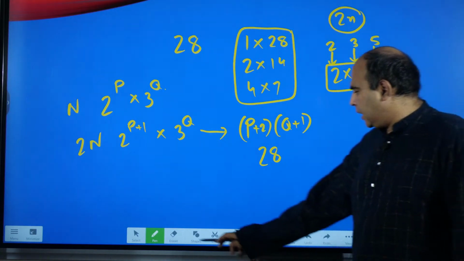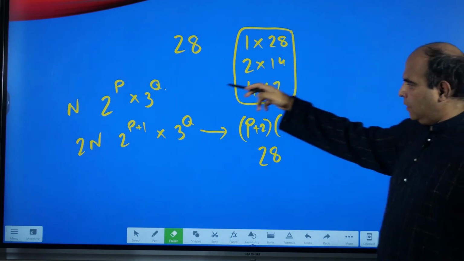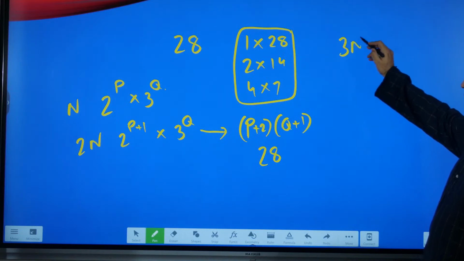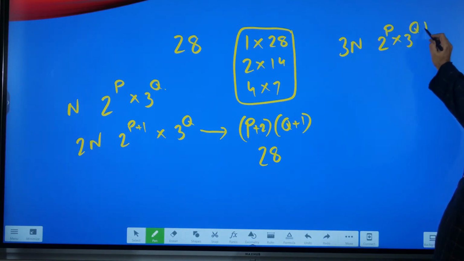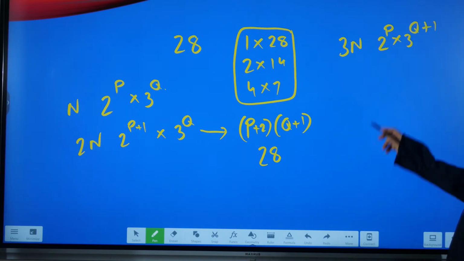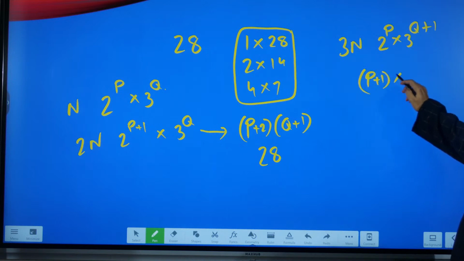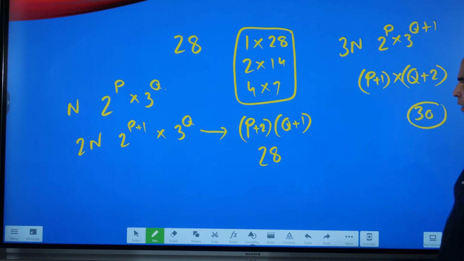And if I try 3n there, if n is 2 raised to p into 3 raised to q, then 3n will be 2 raised to p into 3 raised to q plus 1, right? And if 3n is 2 raised to p into 3 raised to q plus 1, then the number of factors of 3n will be p plus 1 into q plus 2, and its value is 30. The number of factors is 30.